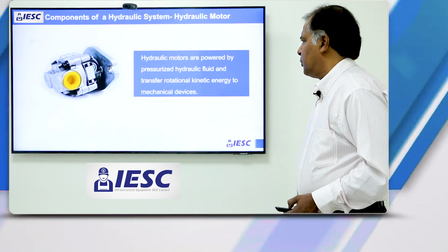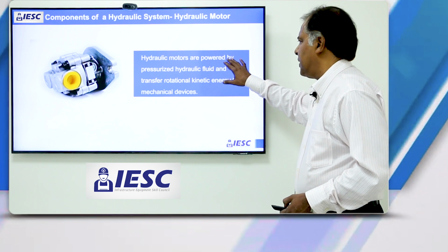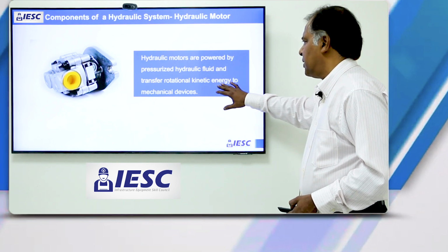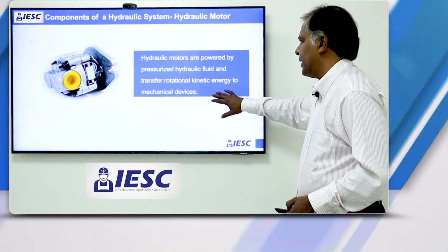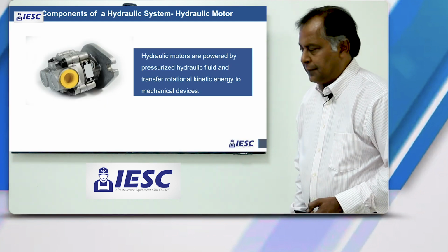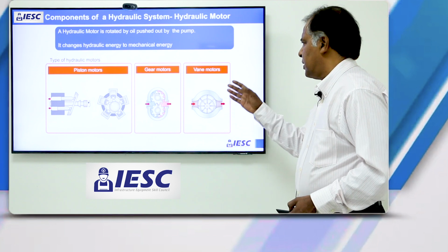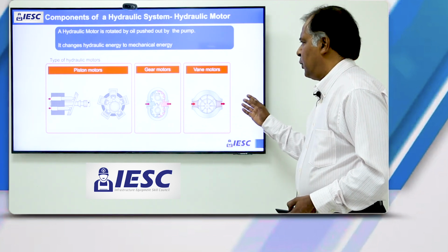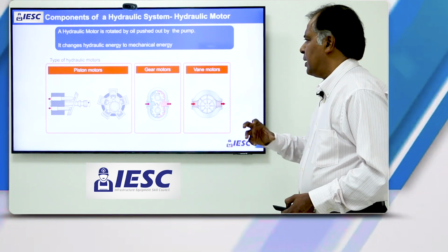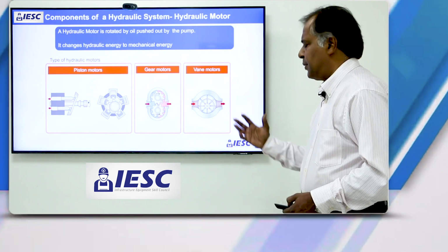Now we're looking at hydraulic motors. These are powered by pressurized hydraulic fluid and transfer rotational kinetic energy to mechanical devices. Again, 3 types of hydraulic motors: piston motors, gear motors, and vane motors, which are kind of exact mirror images, in the reverse, of hydraulic pumps.